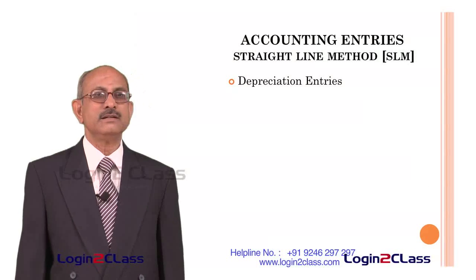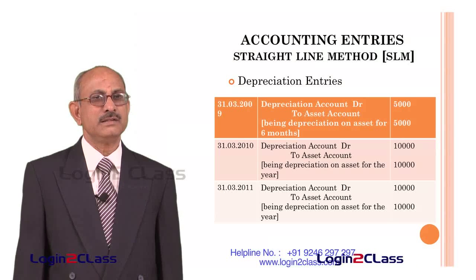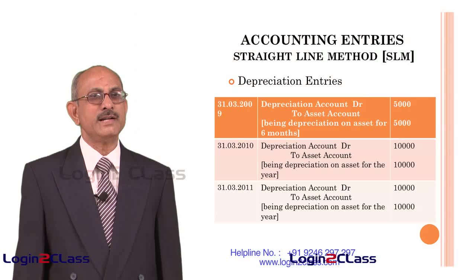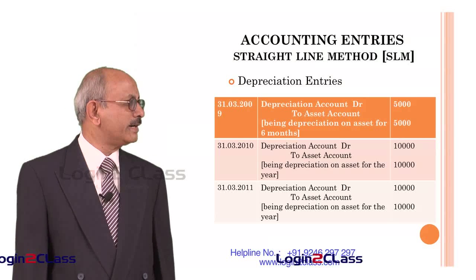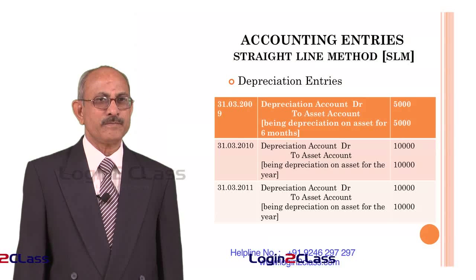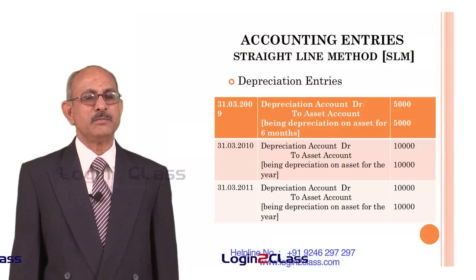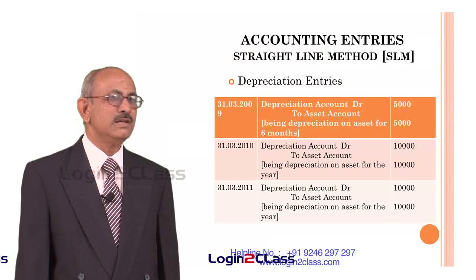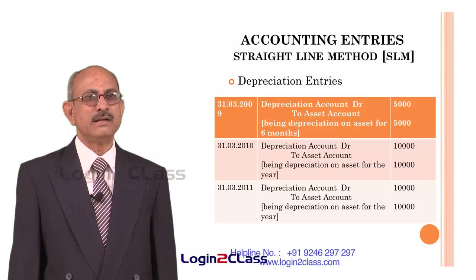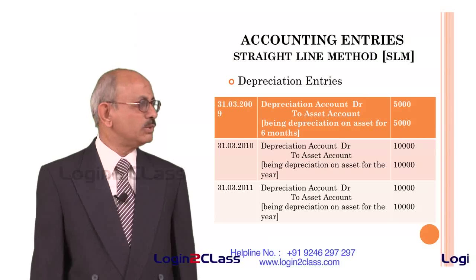So as you can see on the board, the first year entry will be as on 31st March 2009, and since the asset has been bought on 1/10/2008, depreciation has to be provided only for 6 months. So the rule here is, if any asset is bought before 1/10 of that year, then full depreciation can be taken even if the asset is not used for the full year. But if the asset is bought in the second half of the year, that is 1/10 or afterwards, then depreciation has to be provided on a pro rata basis only for 6 months.